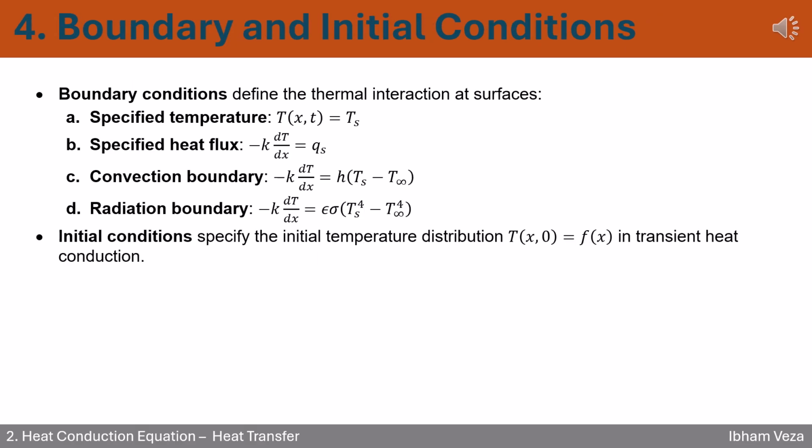4. Master the language of boundaries and initial conditions. Now we move from equations to application. Every heat conduction problem must be anchored by boundary and initial conditions. These are the rules of interaction between the system and its surroundings. We have 4 classic boundary conditions: fixed temperature, fixed heat flux, convection boundaries, and radiation boundaries. You'll see these everywhere, from walls to industrial heat exchangers.